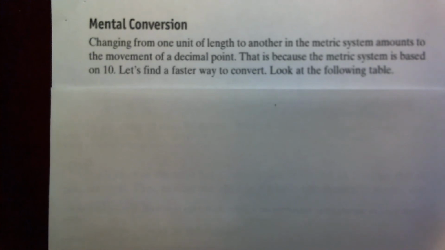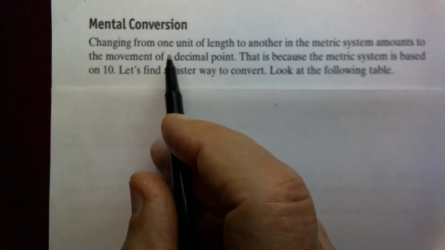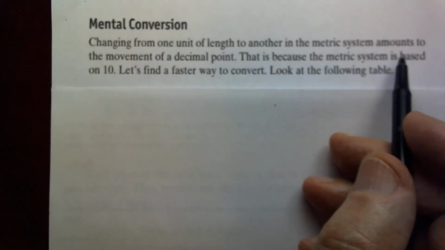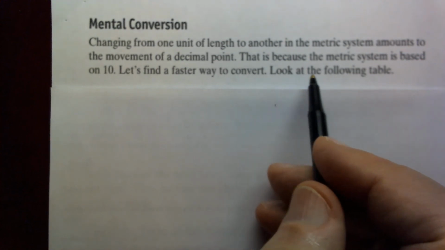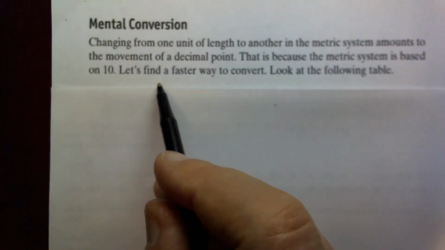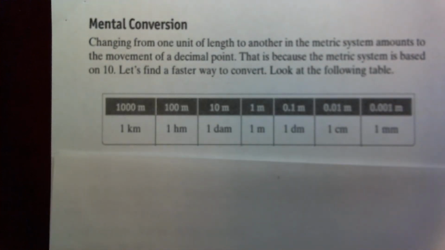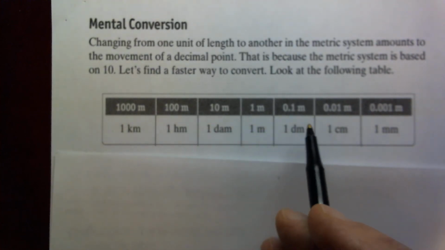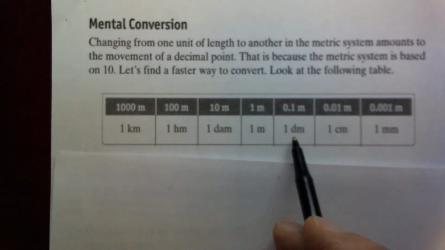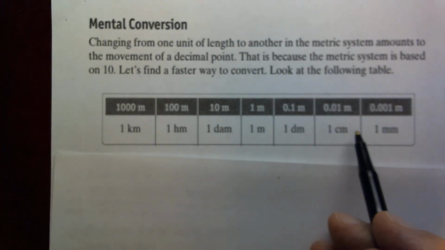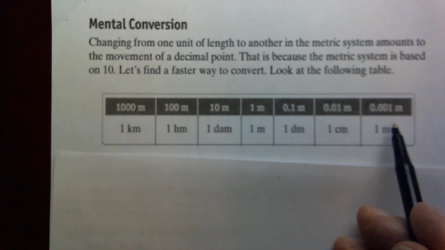So next we're going to learn how to change units mentally. To change from one unit of length to another in the metric system amounts to the movement of a decimal point. That's because the metric system is based on 10. So let's find a faster way to convert. Look at the following table. So 1,000 meters equals 1 kilometer, 100 meters equals 1 hectometer, and 10 meters is 1 decameter, and 1 meter is obviously 1 meter. 1/10 of a meter is 1 decimeter, 1/100th of a meter is 1 centimeter, and 1/1,000th of a meter is 1 millimeter.